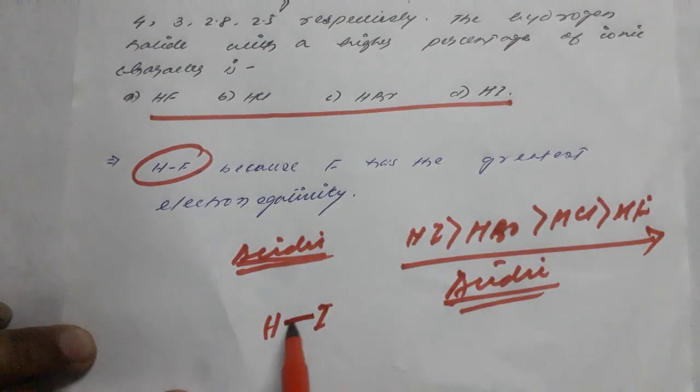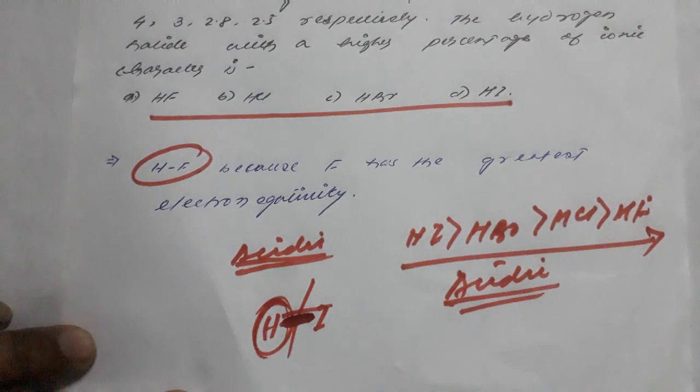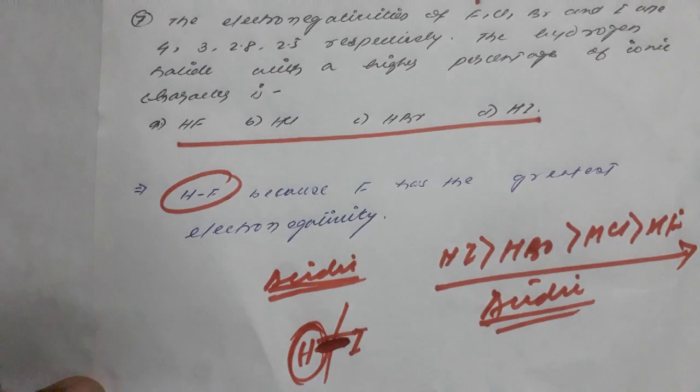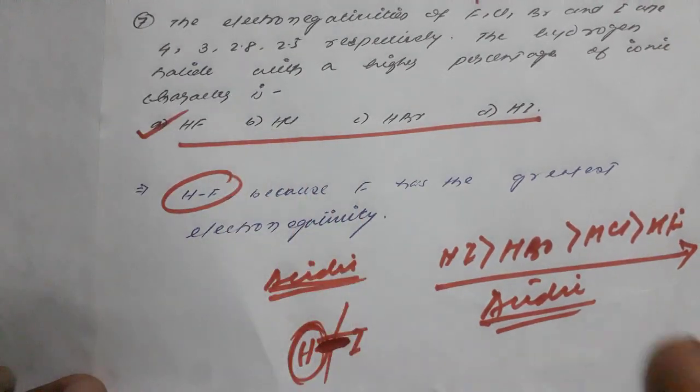Now what we can say is that if the bond length is longer in HI, then this bond can be easily breakable. So it will release H positive ion more easily than the rest of them. So that's why HI is more acidic. This is another important point which you have to remember. So the correct answer for this question is HF.